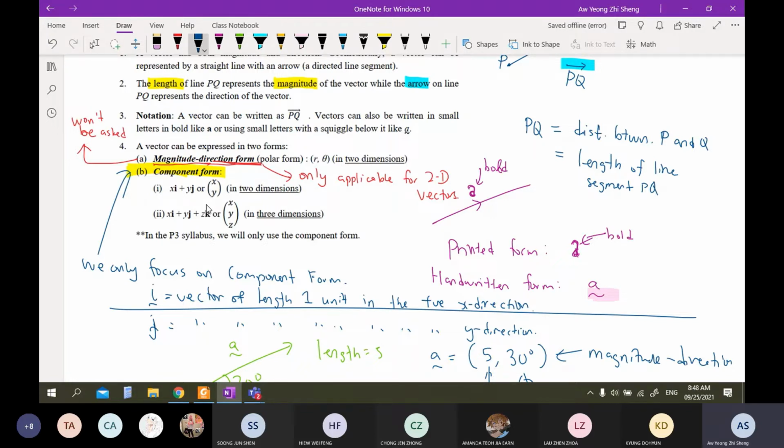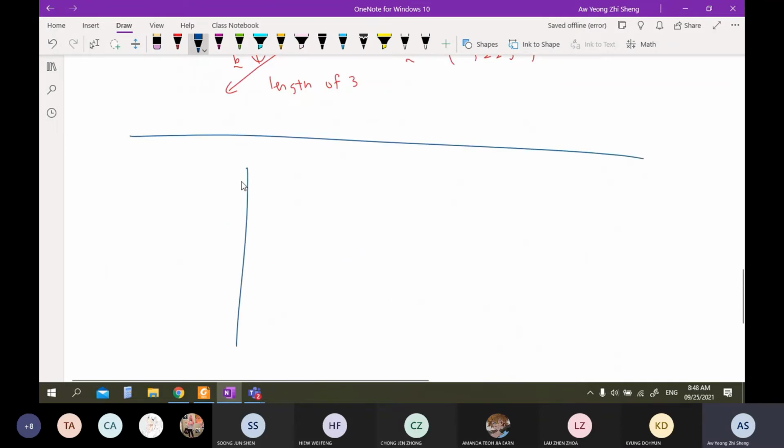So there's a more compact way of writing it. Instead of writing xi plus yj, most of the time when doing computation, we prefer to write it in a vertical bracket form, where we just write the coefficients of i and j. One quick example here. This is a two-dimensional diagram. In a two-dimensional diagram, there is of course the x and y axis, and we also call this a Cartesian plane.